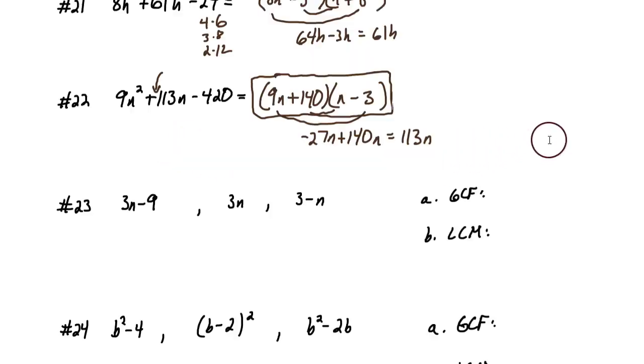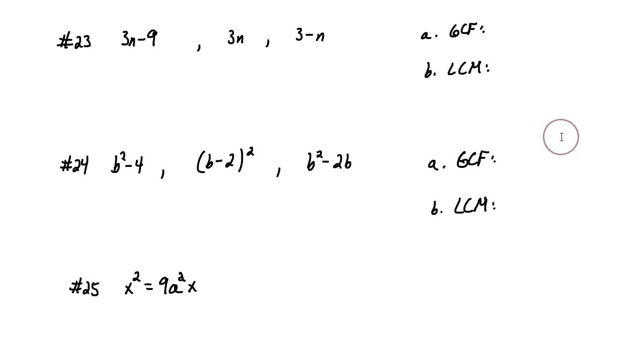Now number 23, we're back to doing a greatest common factor and LCM again. It would help if we had factored form. So let's factor the first one as 3 times n minus 3. This one's already factored. This one here is not in the right order. Let's rewrite this as negative n plus 3, and then because it has a leading coefficient of negative, we can factor out a negative 1.